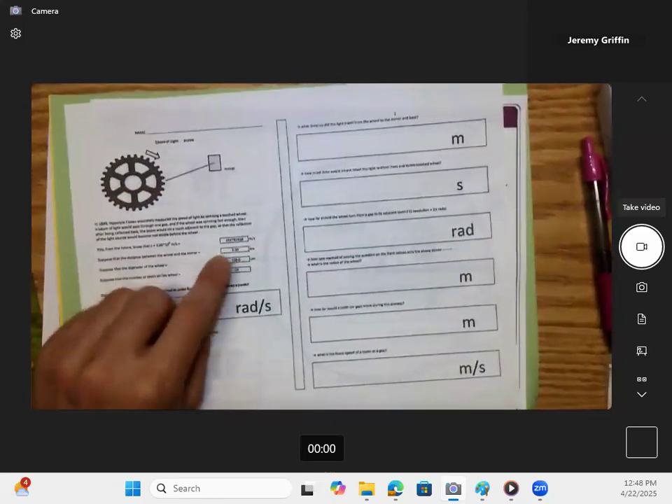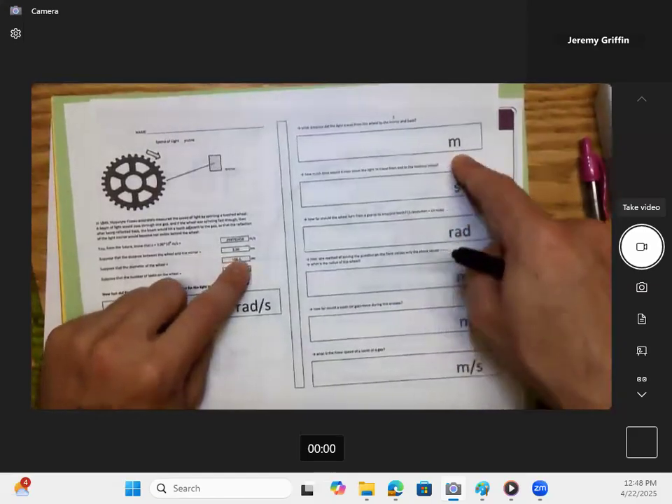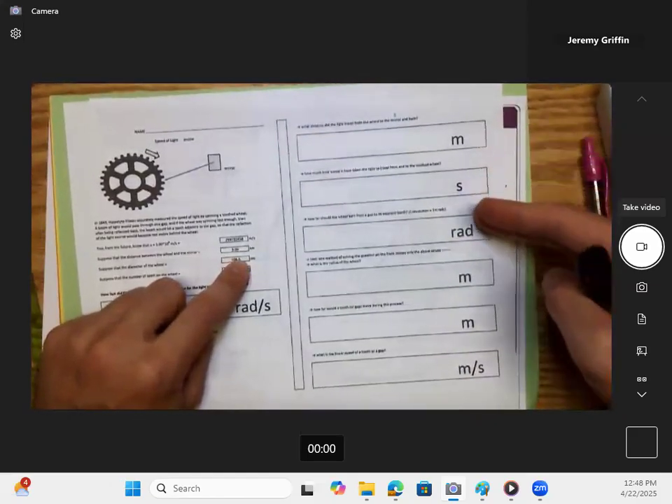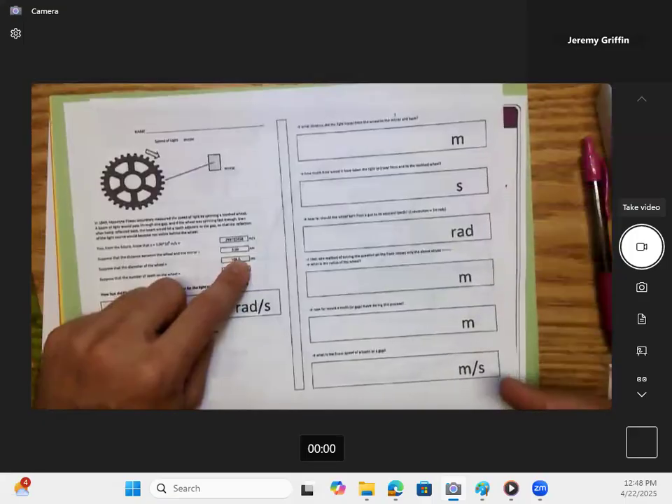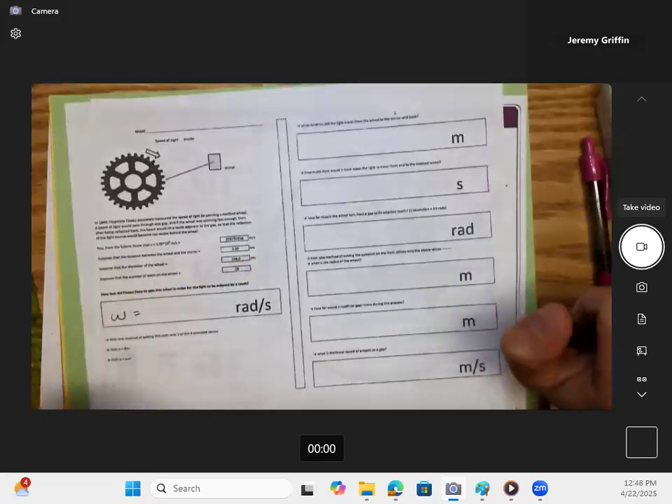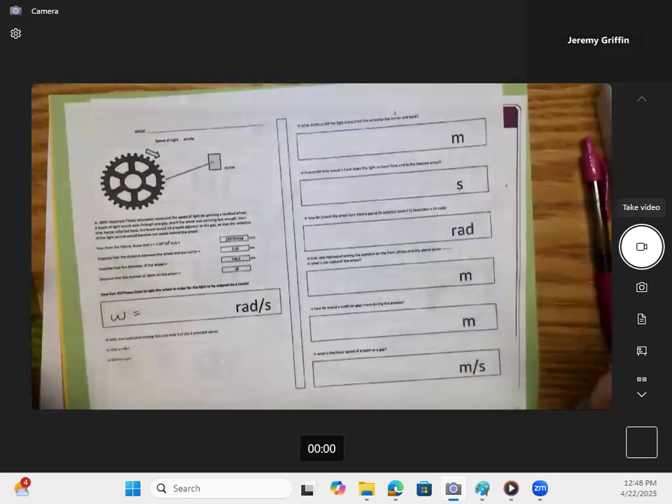Also, if I gave it in kilometers and I'm asking for meters, do you guys notice that all these units are in base SI units? But the given values might be in kilometers or centimeters. Because how many meters are in a kilometer? 1,000. Maybe a factor of 1,000.